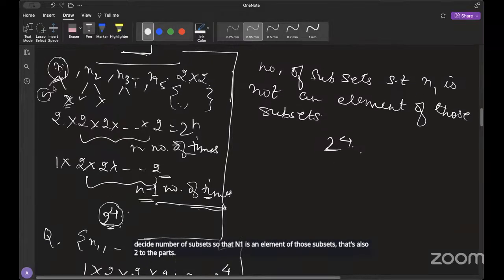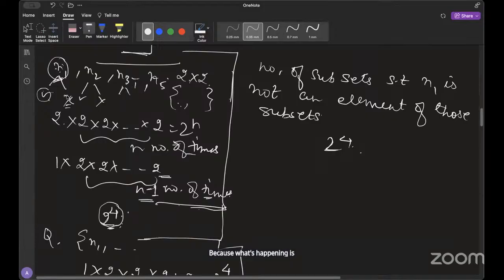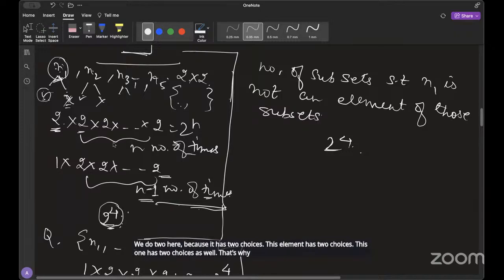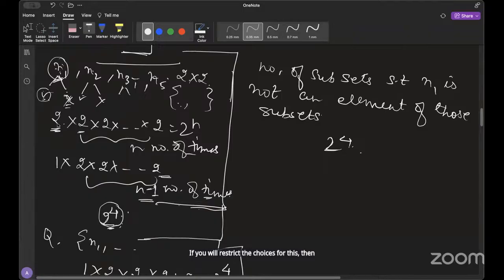Because what's happening is you're restricting the choice for n1 now. If earlier you had 2 choices, to keep it or to not keep it, now you have only one. We do 2 here because it has 2 choices. This element has 2 choices. This one has 2 choices as well. That's why we are doing 2 here. If you restrict the choices for this, then you will only do 1 here.